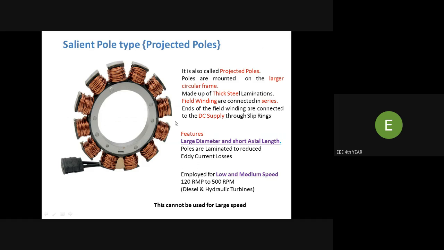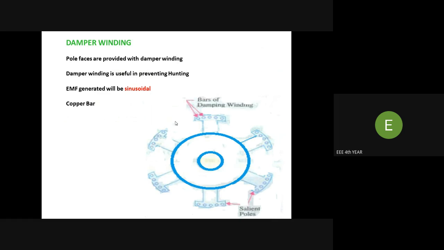So this type of construction cannot be used for the larger speed due to the weaker mechanical strength. Here one of the very important topics is damper winding. This type of concern is why we need the damper winding. The damper winding is used to reduce the hunting effect, that is, we have to arrest the oscillation.